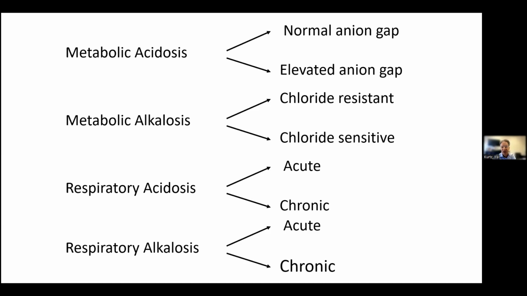Metabolic acidosis, we divide by anion gap, and metabolic alkalosis, we divide by whether the patient will respond to giving chloride or not. And we don't do the experiment of giving chloride. We actually measure the urine chloride or the fractional excretion of chloride. And if it's low, it tells us that the patient will respond to chloride containing salts. And as I say, it's chloride, not sodium, because if you give sodium without a chloride anion, you don't get the correction. It's the chloride that's causing the correction, as we talked about.